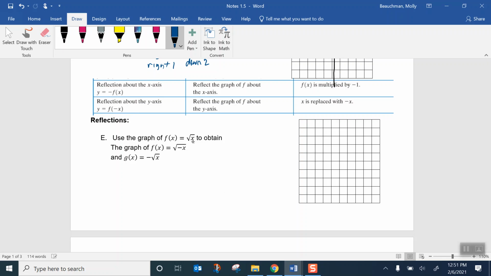So if we use our toolkit function, the square root of x, 0, 0, 1.